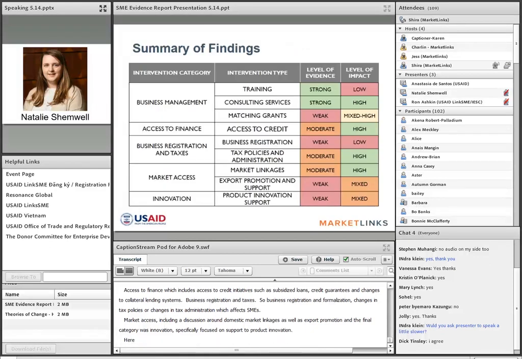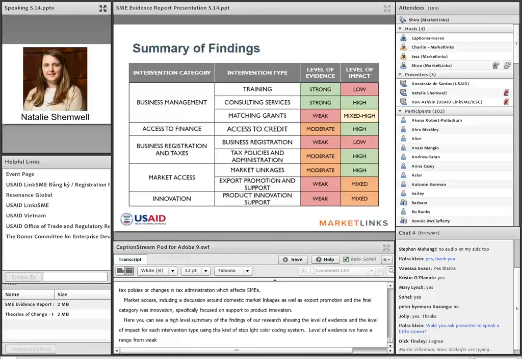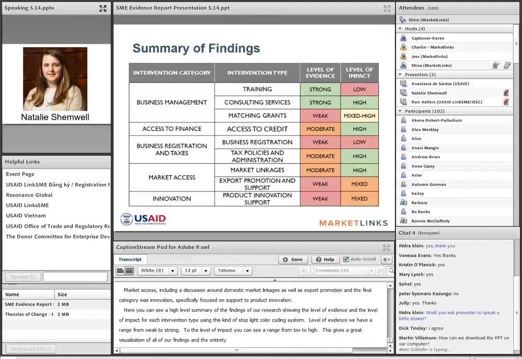Here you can see a high-level summary of the findings of our research, showing the level of evidence and the level of impact for each intervention type using this kind of stoplight color coding system. For level of evidence, we have a range from weak to strong, and for the level of impact, you can see a range from low to high. So this gives a great visualization of all of our findings and the entirety of our research.